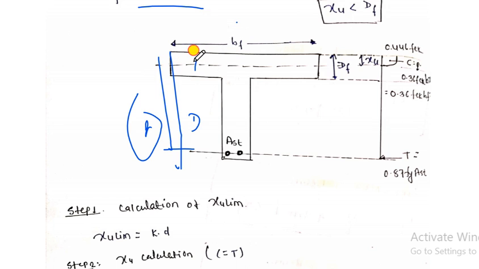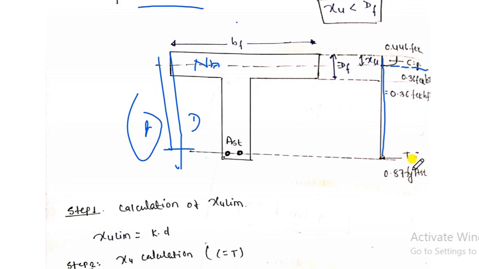NA means neutral axis. So here, as you can see, this one is the neutral axis, right? What I have done is make a stress block diagram here. Hope you have seen the video on stress block parameters and stress block diagrams.